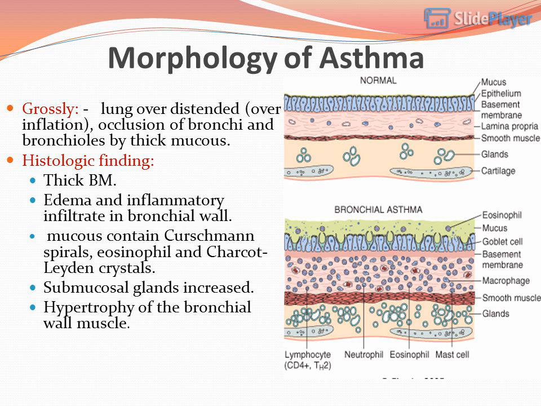Histologic findings: thick basement membrane, edema and inflammatory infiltrate in the bronchial wall. Mucus contains Curschmann spirals, eosinophils and Charcot-Leyden crystals. Submucosal glands are increased, with hypertrophy of the bronchial wall muscle.